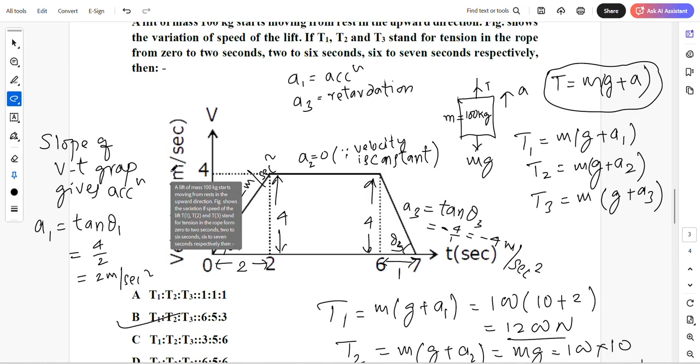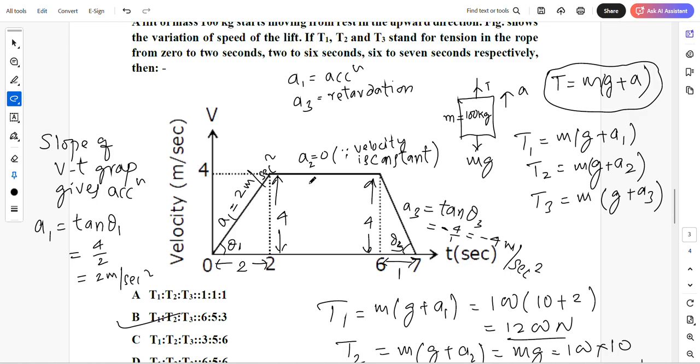Hope you understood. 2 to 3 things we are learning here. Slope of the v-t graph gives what? Acceleration. How to calculate a1? a1 is equal to tan theta 1. You will get the answer, that is 4 by 2, opposite by adjacent, perpendicular by base. You will get 2. a2 is nothing. Now I have taken this as theta 3. a3 is equal to tan theta 3, that gives the slope, negative slope. Therefore, I am writing minus here.